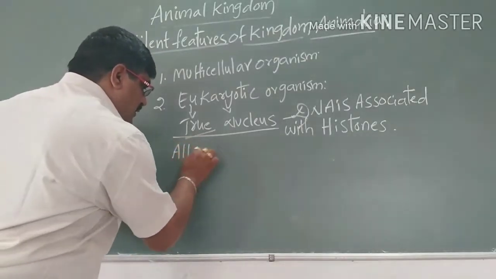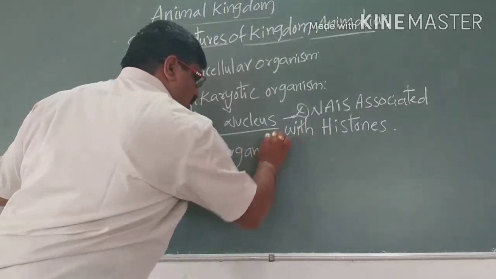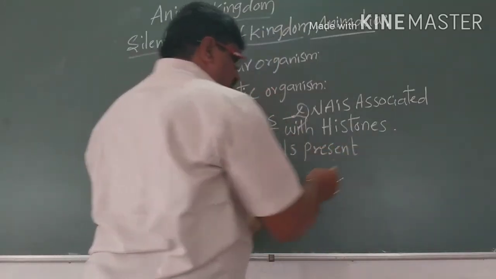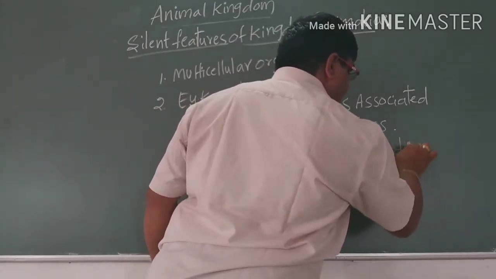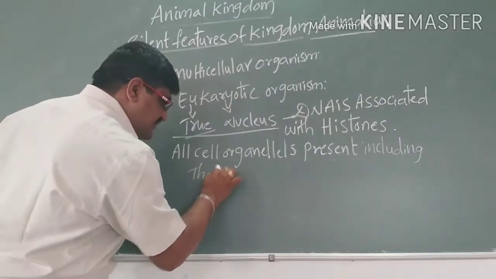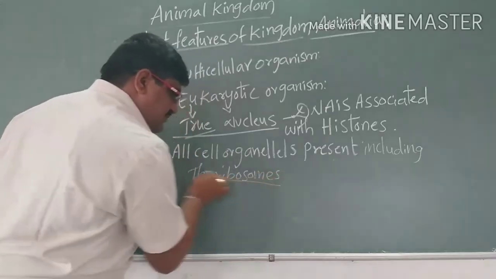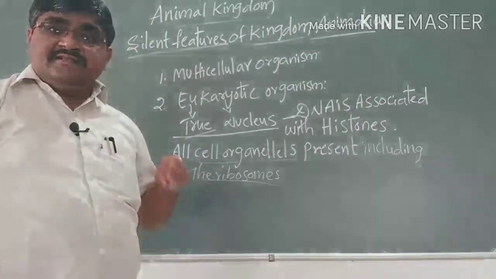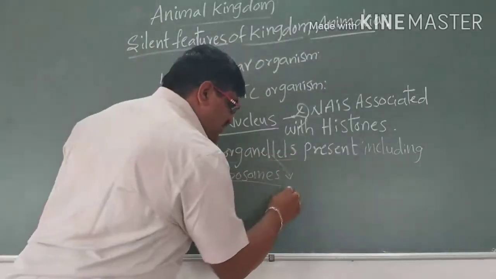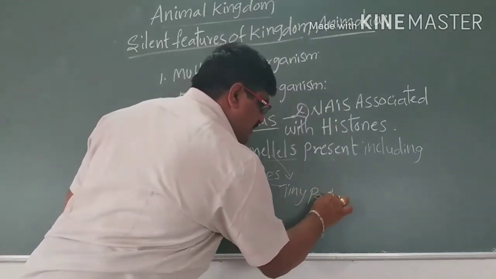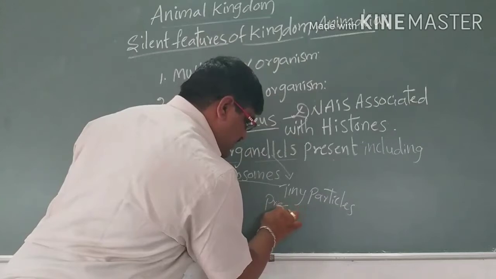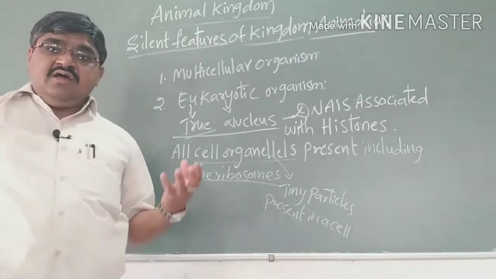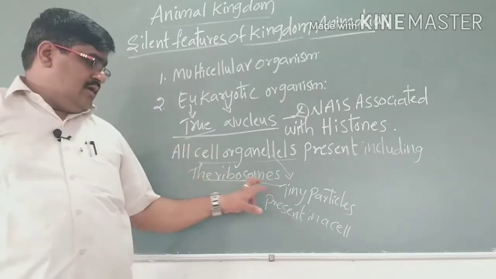All the cell organelles are present, including the ribosomes. So what are the cell organelles? Cell organelles are the tiny particles present in a cell. There are various types of cell organelles, including the ribosomes.